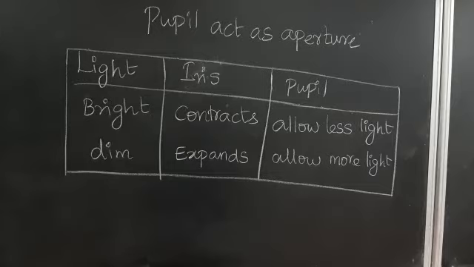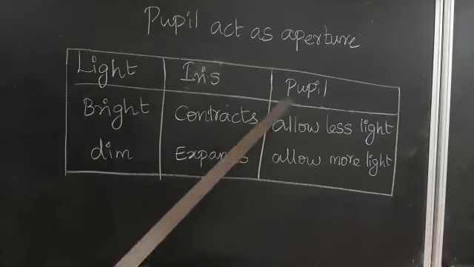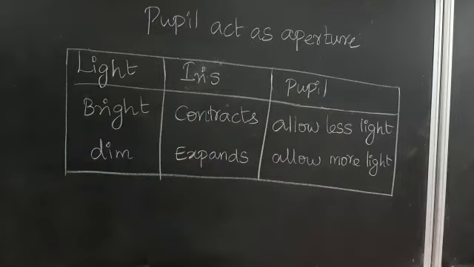After a few moments the focal length adjusts, and only then can you see the objects inside the theater. Here we are going to explain it theoretically: when the light is bright, the iris contracts, and if it contracts, the pupil will allow less light. So when the iris contracts, the pupil allows less light.